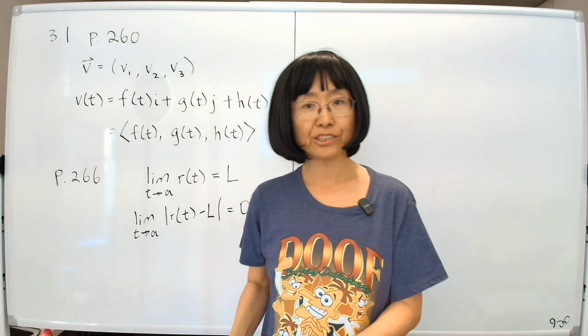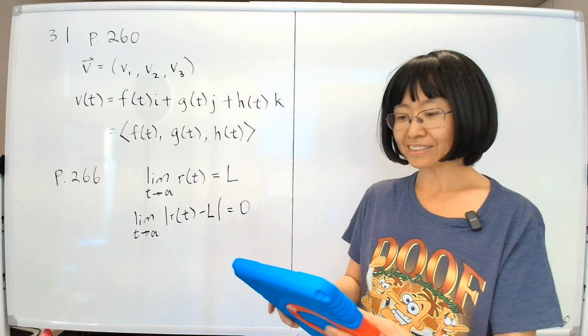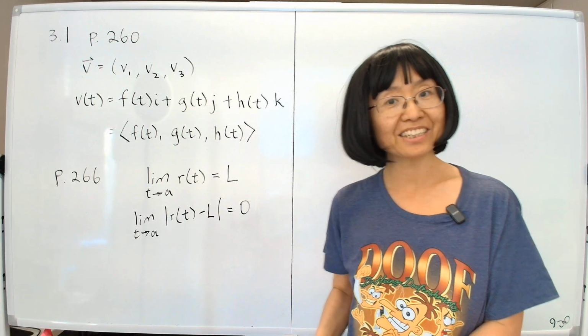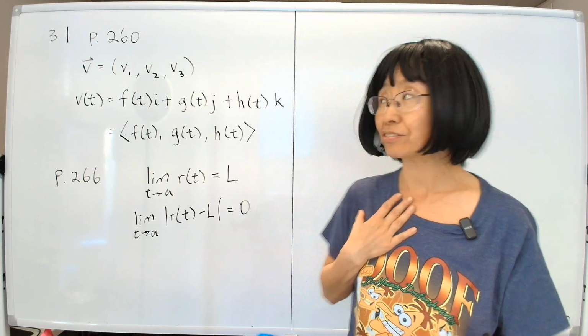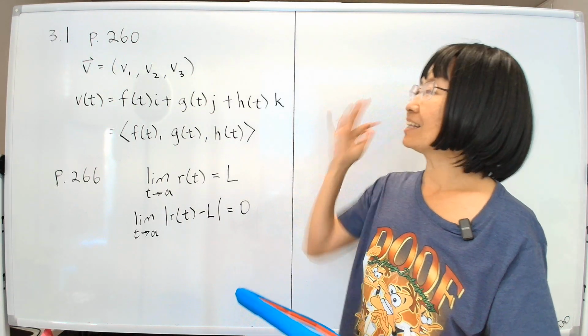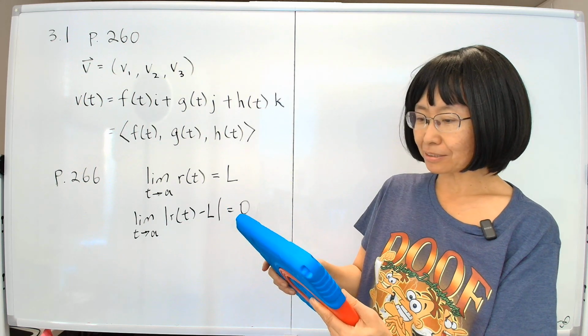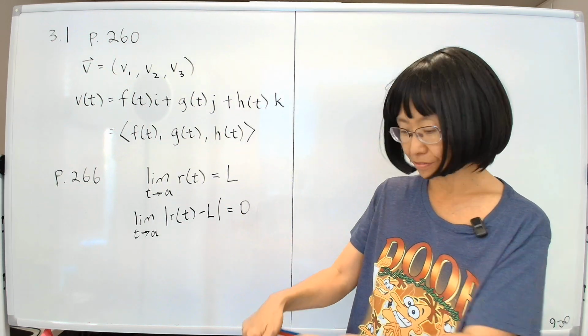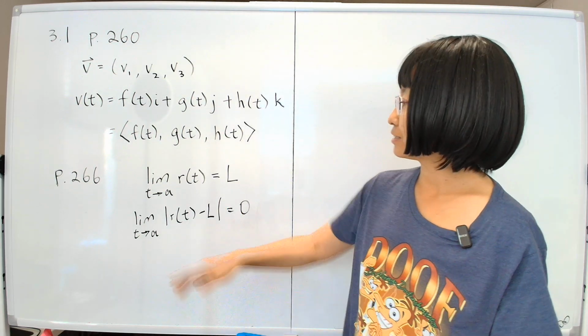Next, let's look at page 266, and let's consider now limits and continuity. So we're going to finally do calculus. Okay, the limit. What is the limit of a vector valued function? It is defined as this.